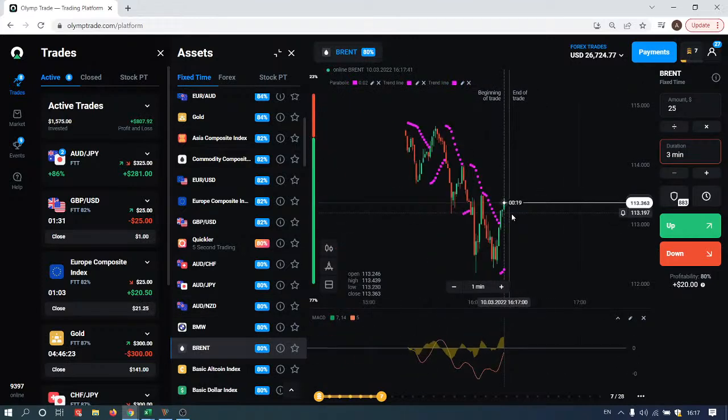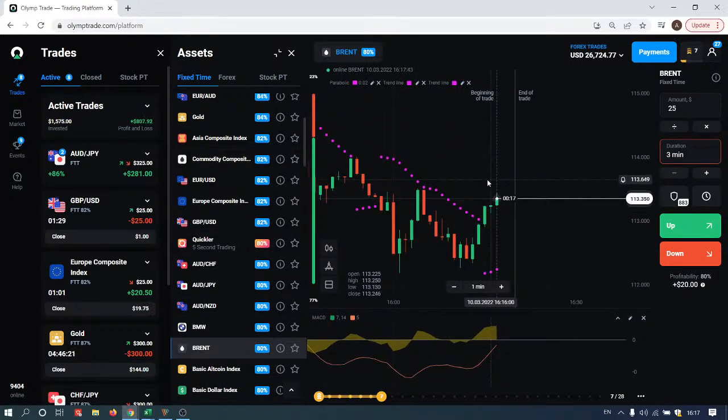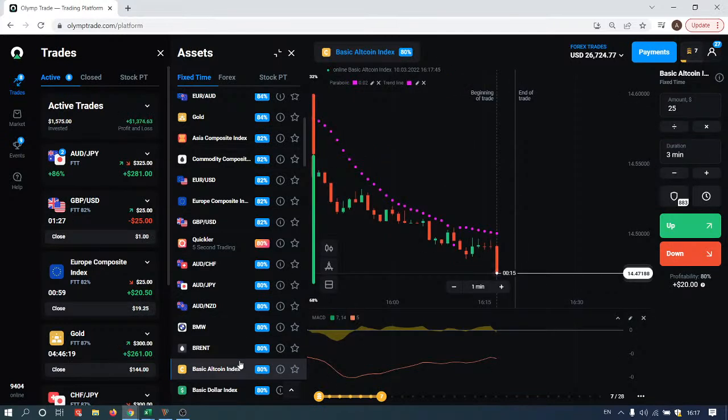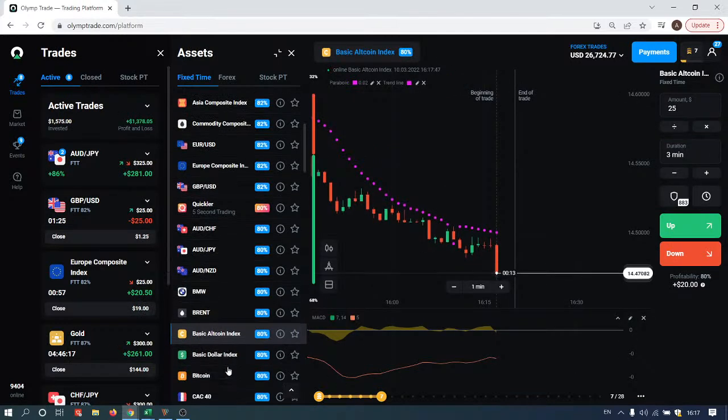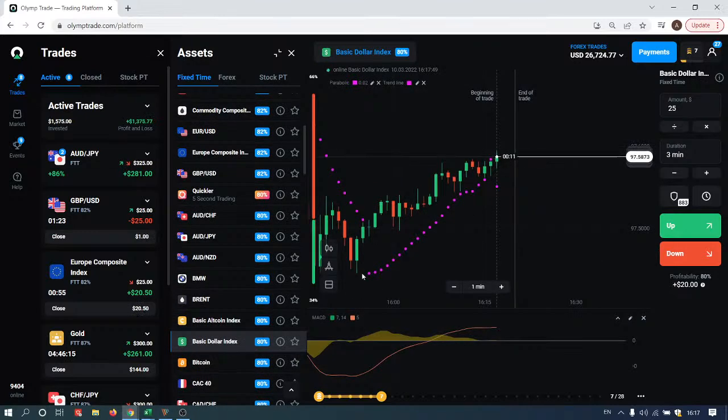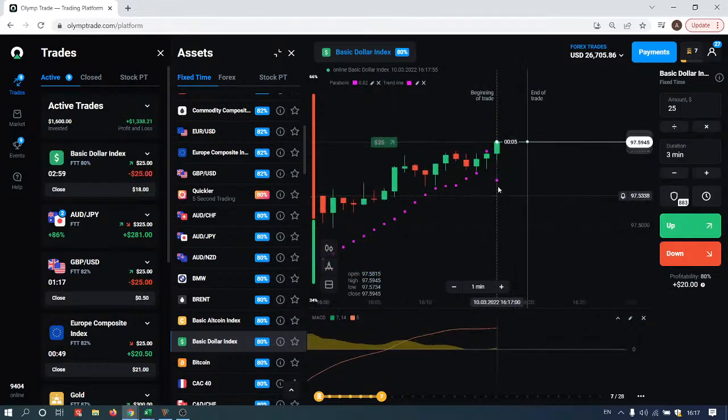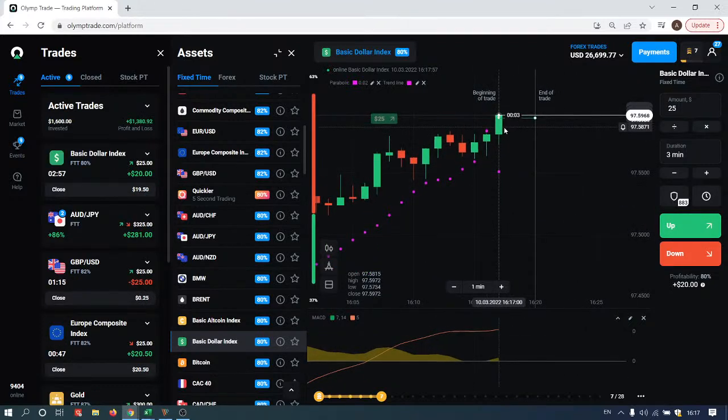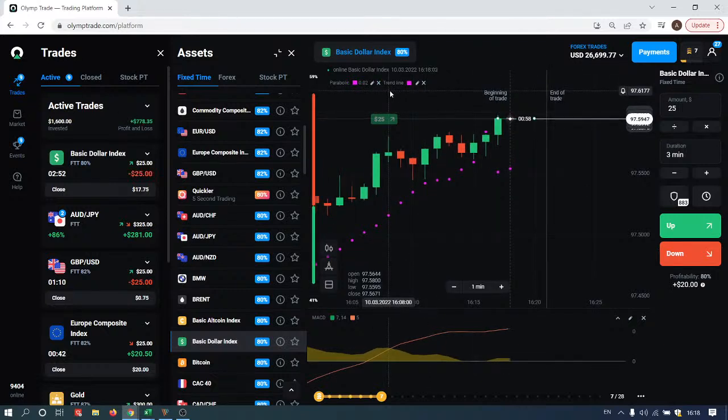Brent, wow, look at this, $113. Wow. We have not seen such prices since 2014, I guess. So 8 years, and now the oil prices are back. Okay, and let's open a trade in the upwards direction on BDIX, the basic dollar index.